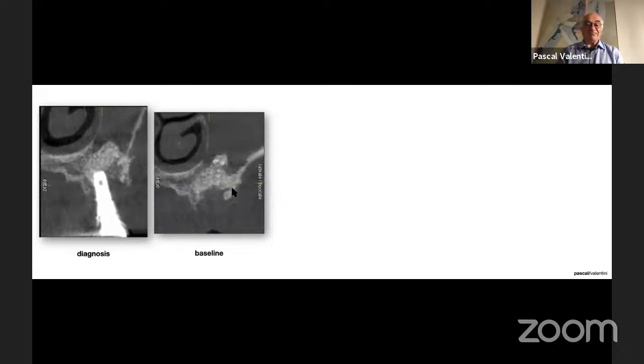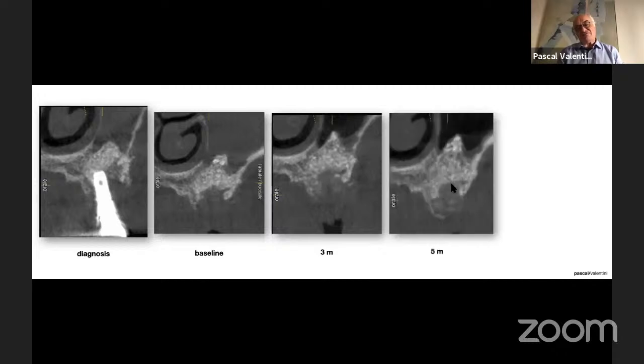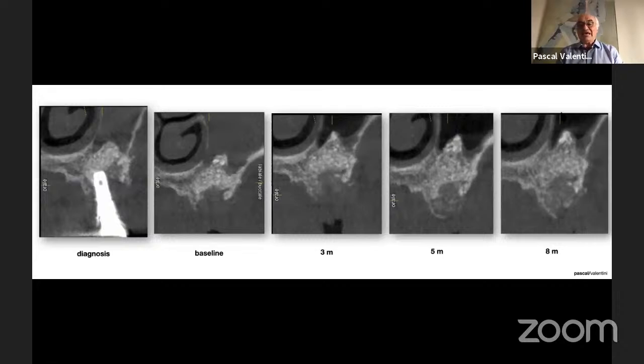That's it, only. This is after 3 months, no more membrane inflammation, but we can see that something is occurring and some healing is initiated here within the defect. This is after 5 months. And finally, after 8 months.